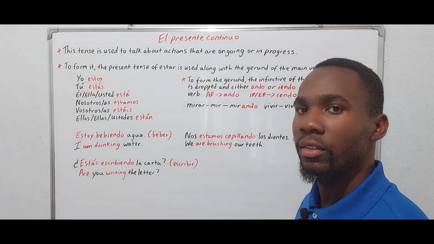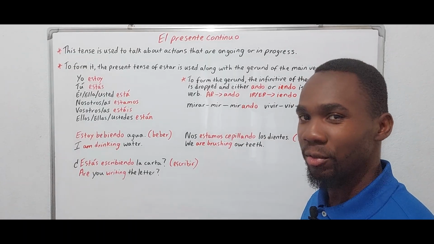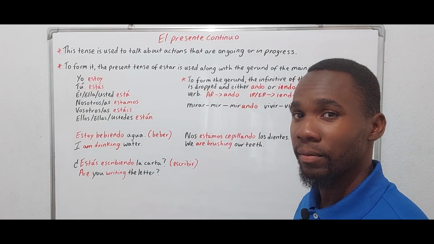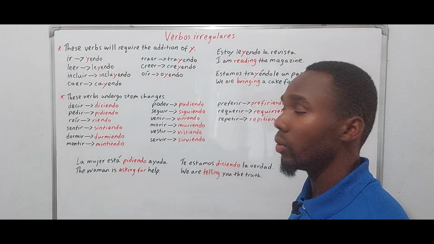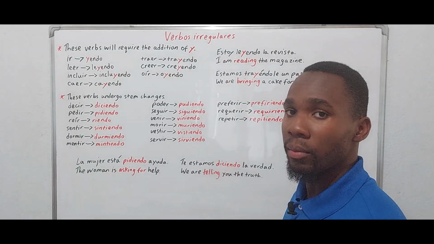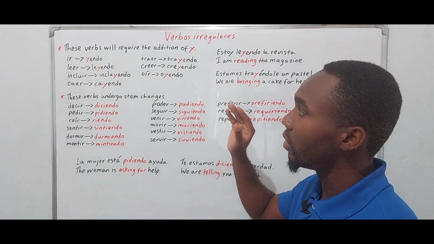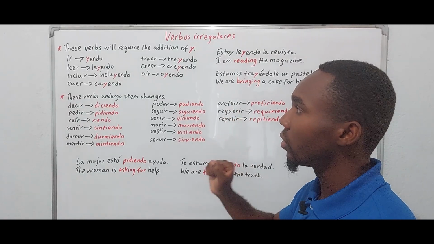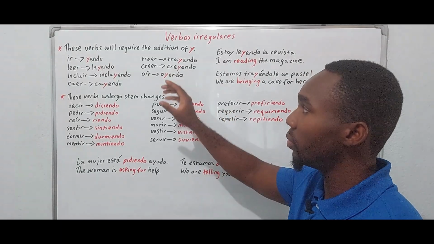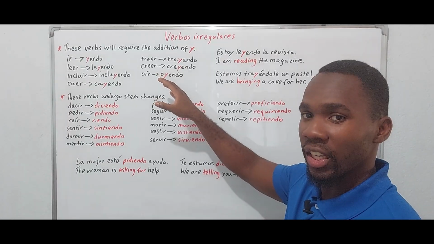But, of course, like most tenses, there are exceptions to the rules. So let's get to these various exceptions. So we make our way over to the irregular verbs, otherwise known as los verbos irregulares, okay? So we have categorized them into two groups based on their irregularity. So the first irregularity is going to be those verbs that require the addition of y, which in Spanish is y or y.